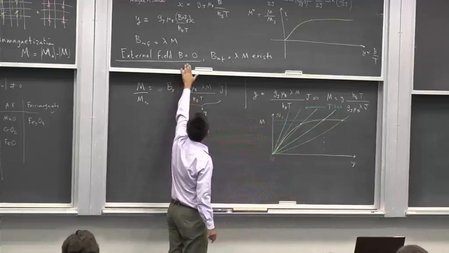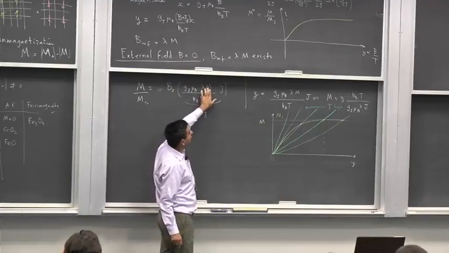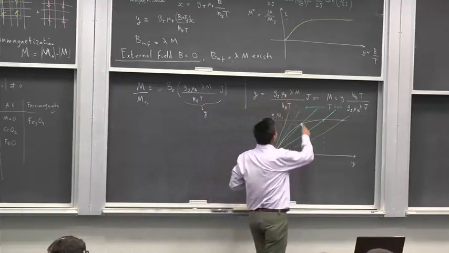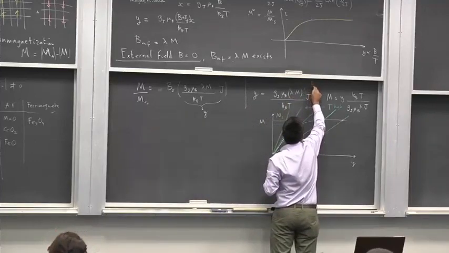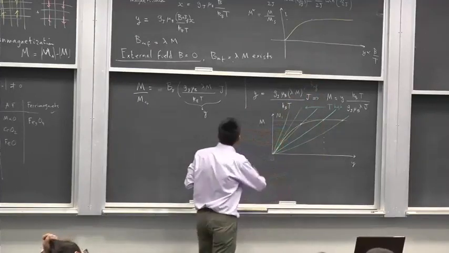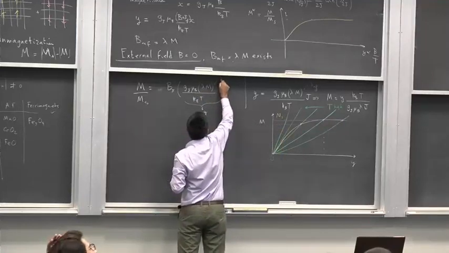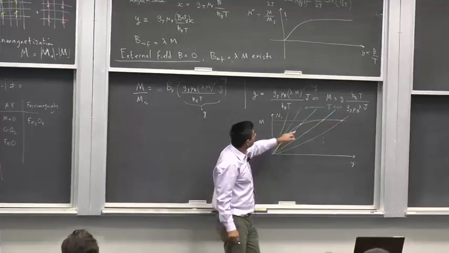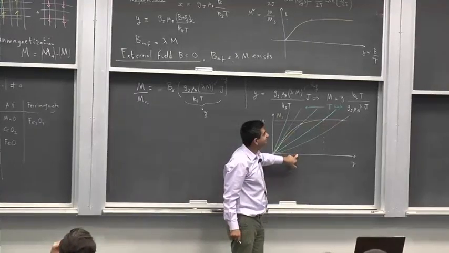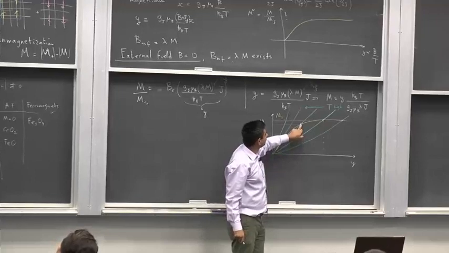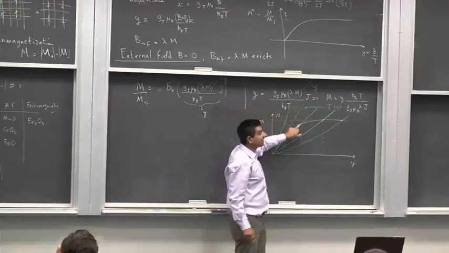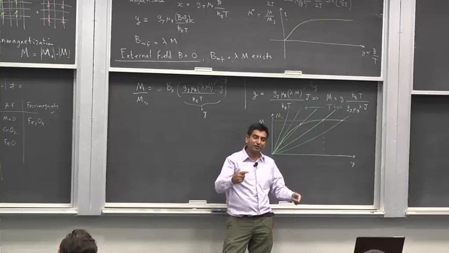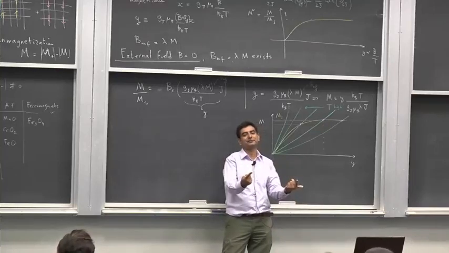Remember, I put B equals 0, so only this is my internal field. Only an internal field exists. There is no B here. This is the internal field, BMF. There is no external field, only an internal molecular field. So at certain values of y, which are solutions to these simultaneous equations, I can have a magnetization even in the absence of an external magnetic field, because there is an internally generated magnetic field.